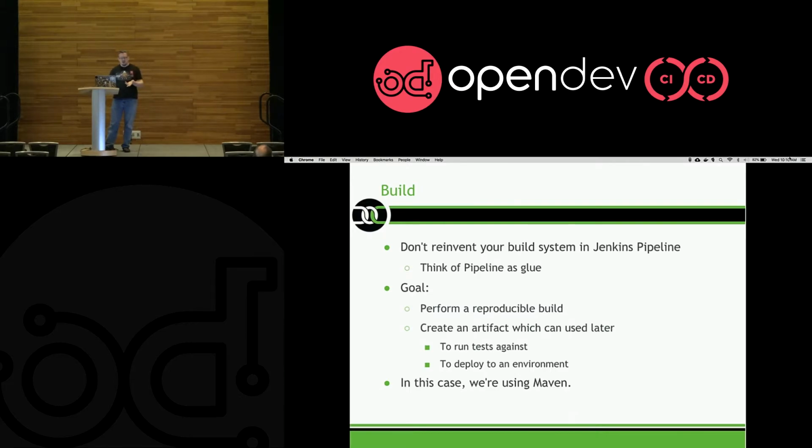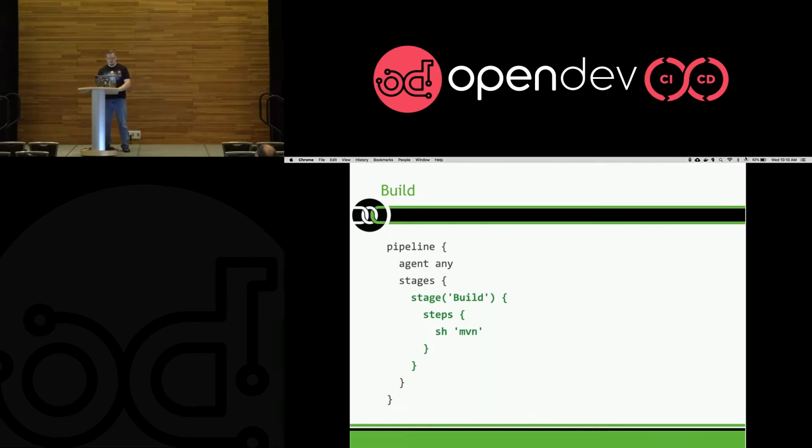We're going to create an artifact which can be used later to run tests or to deploy to an environment. And in this case, we're going to use Maven. This would be the simplest build stage, simplest pipeline actually, that we could do on this particular project. I'm going to do a little bit more complex than that. This pipeline is making a lot of assumptions, and that's what I don't want to do. This is simple, but it makes too many assumptions for me.